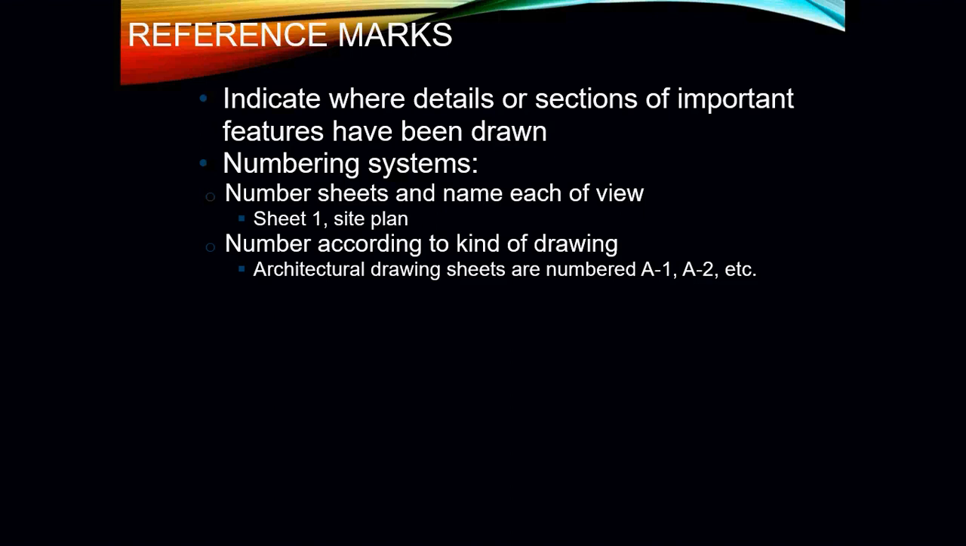For example, sheet 1, site plan. The number is going to be according to the kind of drawing. For example, architectural drawing sheets are going to be numbered A1, A2: architectural sheet 1, architectural sheet 2. Your mechanical drawing for your HVAC is going to be maybe M1, M2, M3, and so forth. Your electrical is going to be labeled with E, E1, E2. Plumbing, P. So you can kind of get the gist of how these things get organized and drawn out.